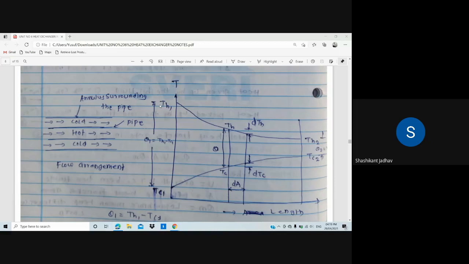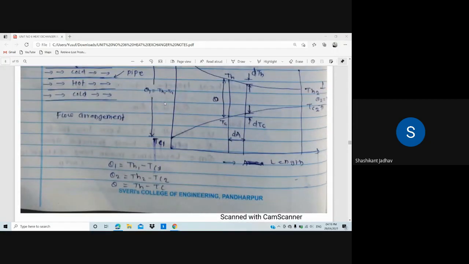After the diagram, we have to write down θ1. θ1 is nothing but TH1 minus TC1. What is meant by θ2? θ2 is nothing but TH2 minus TC2. What will be in θ1? It is the difference between the hot fluid and cold fluid temperatures at the left hand side. And at the right hand side, the hot outlet temperature and the cold fluid outlet temperature, that difference is θ2. So θ1 is equal to TH1 minus TC1, and θ2 is nothing but TH2 minus TC2.